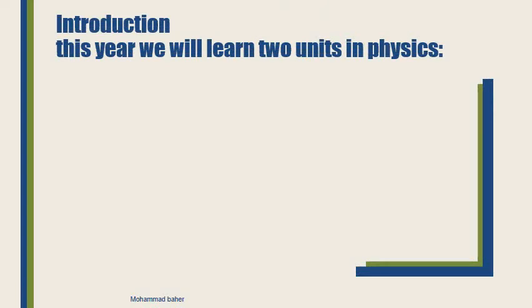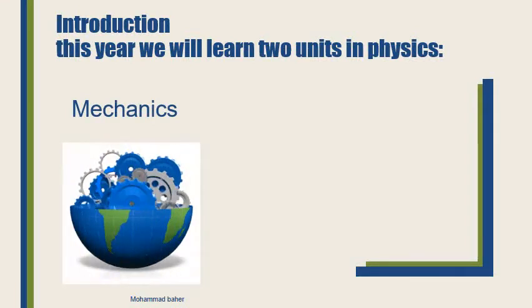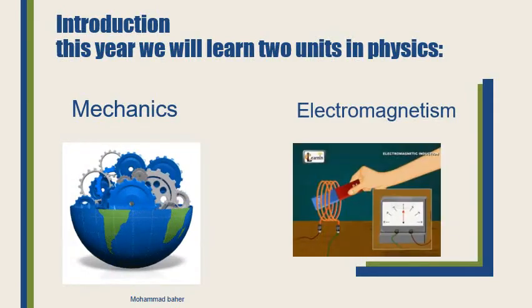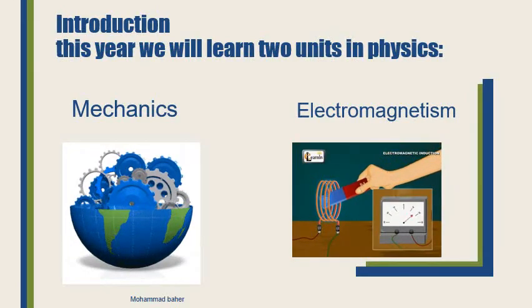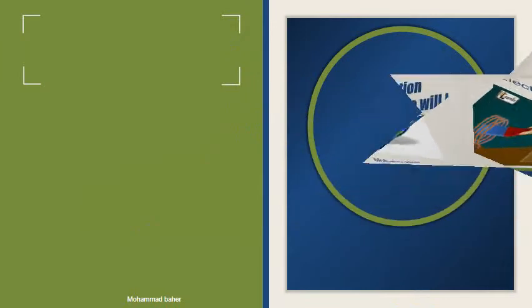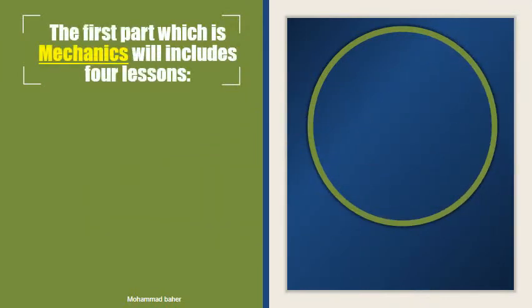First of all, you must know what you will take this year. This year, you will learn two units in physics. The first one is mechanics, and the second one is electromagnetism. The first part, which is mechanics, will include four lessons.